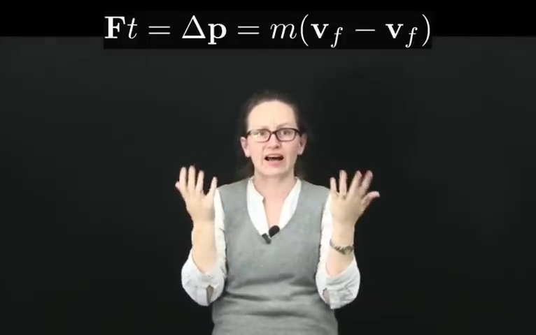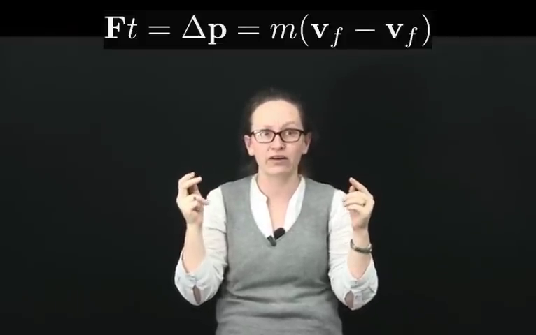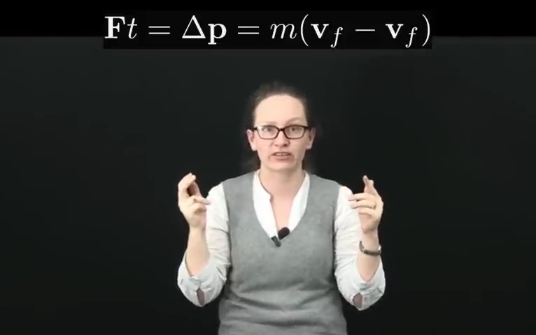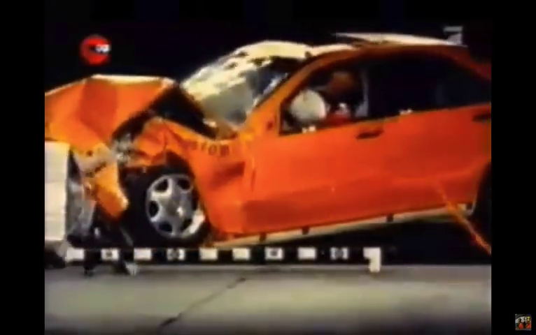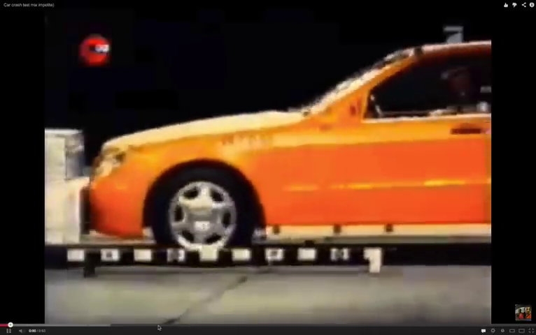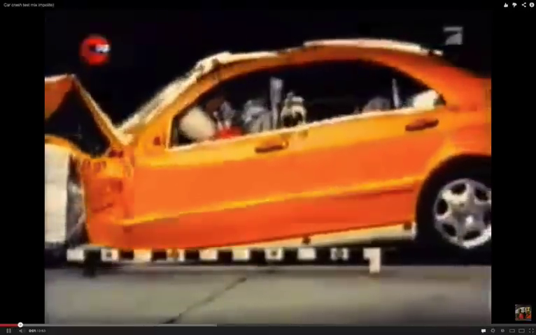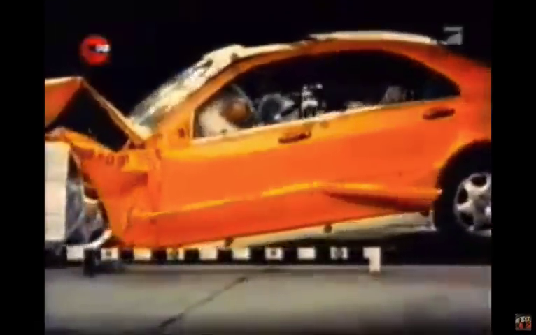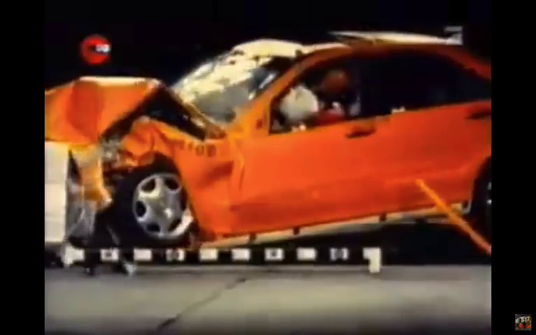One way that cars do this is crumple zones. Let's have a look at a clip now showing crumple zones in action. So you can see the crumple zone increases the time for the collision. Here it is again in slow motion. So this significantly decreases the maximum force on the driver.